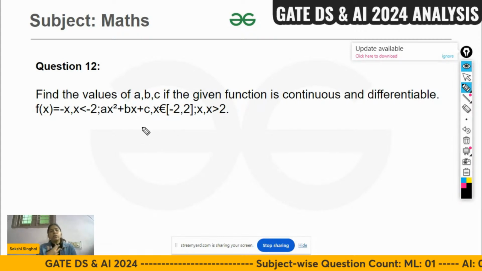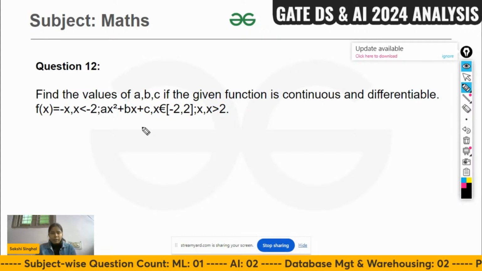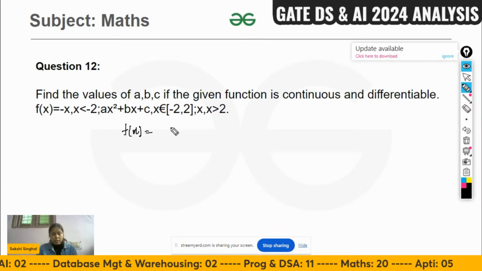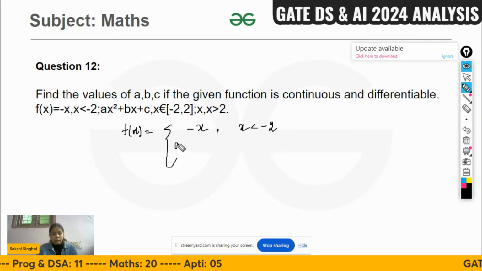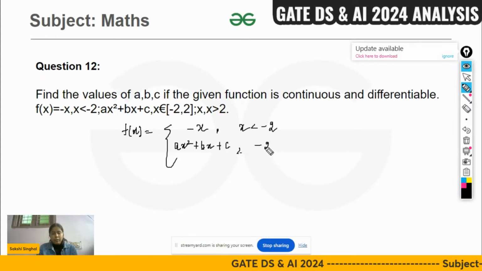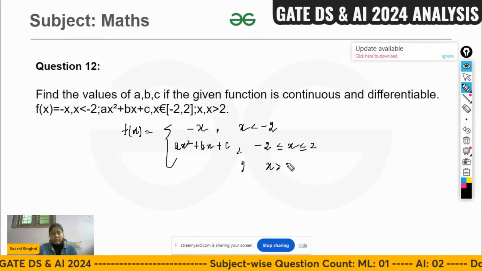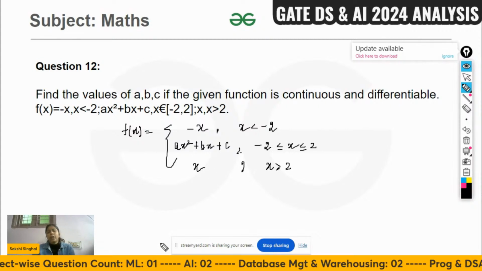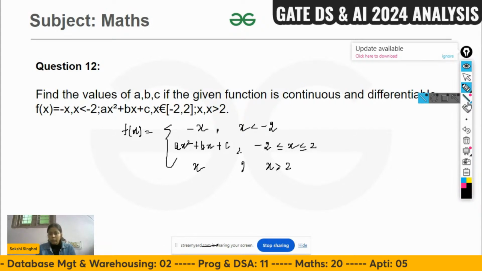Right now we do not have options because our students are giving us the questions, so they do not remember the question. So we have just pasted it, and I'm just telling you the answer so that you can match. Minus x when x is less than minus 2, and ax square plus bx plus c when x lies between minus 2 and 2, and when x is greater than 2, it is x. So guys, what would be the values of a, b, c? If any of you remember what value you got, just let me know.